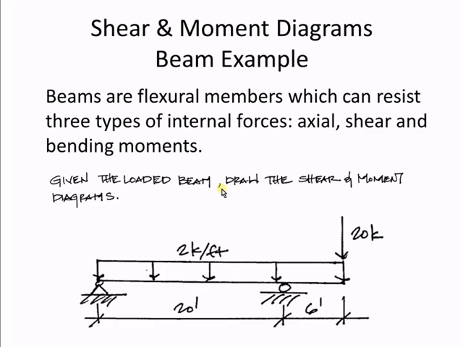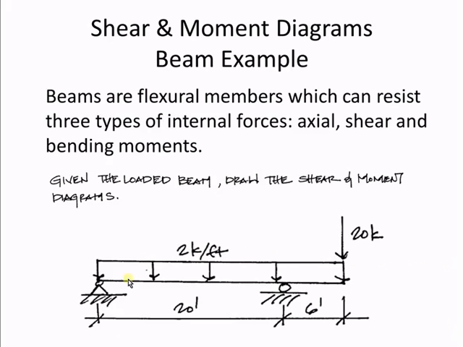This is a review of shear and moment diagrams using a beam as an example structure. Beams are flexural members which can resist three types of internal forces: axial, shear, and bending moments. Here's the beam that we're going to be analyzing.